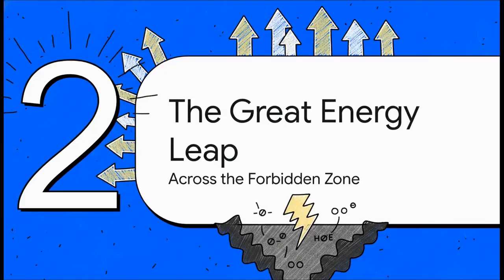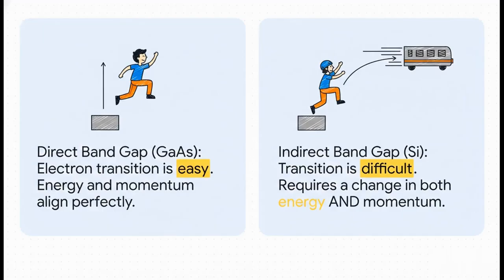Well, to either create or destroy one of these electron hole pairs, you've got to overcome this huge barrier. It's kind of like making a giant energy leap across what's literally called the forbidden zone. And this is where the specific material you're using matters a lot. For some materials, like gallium arsenide, making that leap is a piece of cake. It's a direct shot. But for silicon, our go-to material for pretty much everything, it's an indirect leap.